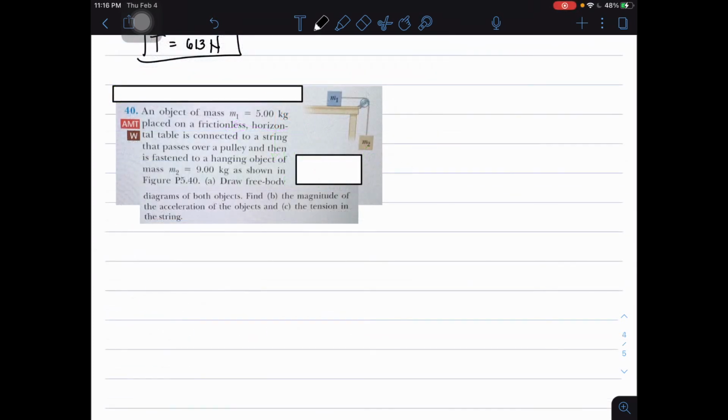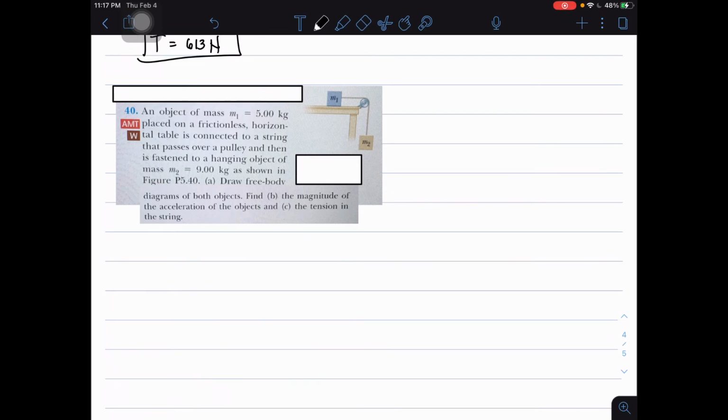So, an object whose mass M1 is 5 kilograms, that's the one on the table, and then our hanging object has a mass of 9 kilograms. Now they're connected by a string that passes over a pulley. Letter A: let's draw the free body diagram and find the magnitude of the acceleration of the objects and the tension in the string.